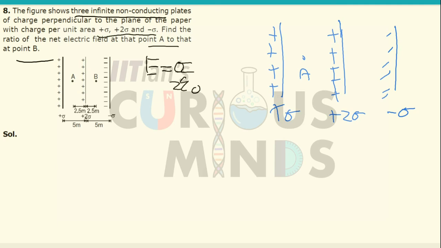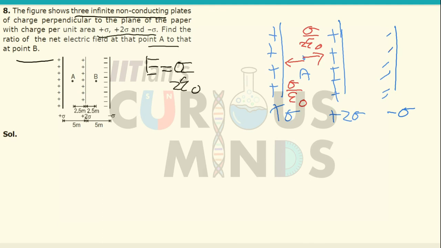Due to the first plate, the electric field will be in the right hand side direction. For a positive charge it is moving away, so it will be equal to sigma divided by 2 epsilon naught. Similarly, due to the second plate, it will move away, so there will be an electric field intensity of 2 sigma divided by 2 epsilon naught, so it will be equal to sigma divided by epsilon naught. Due to the third plate, now it will move towards the charge. For the negative plate, the electric field is towards the charge.